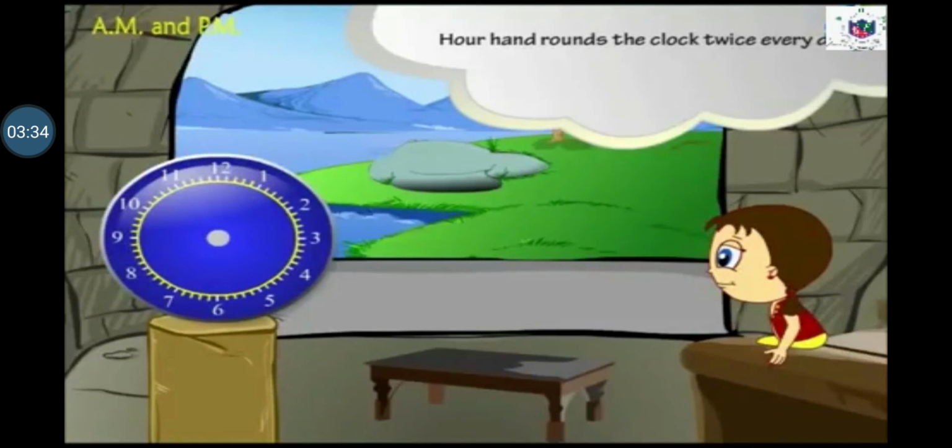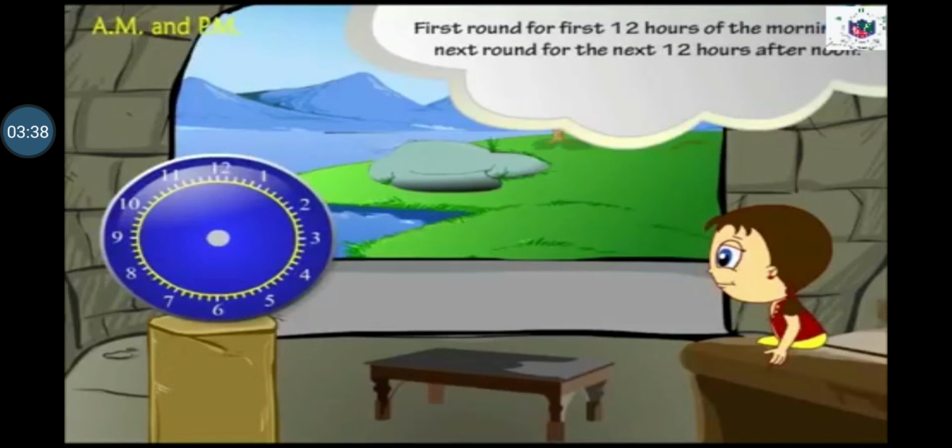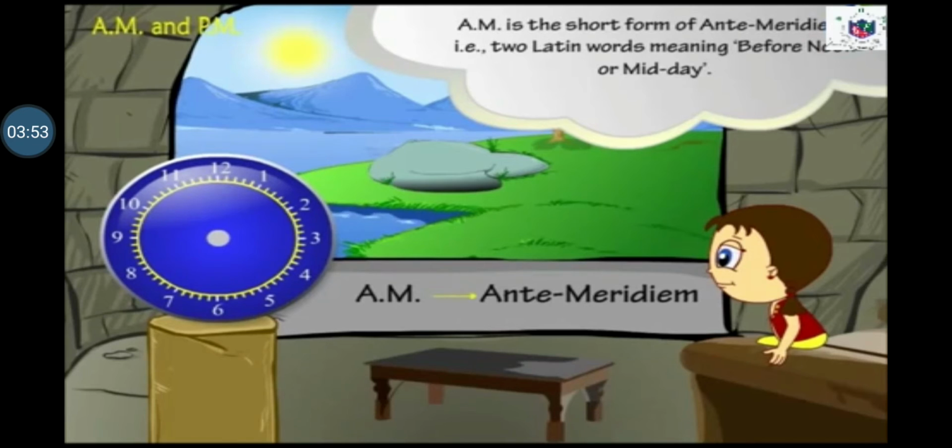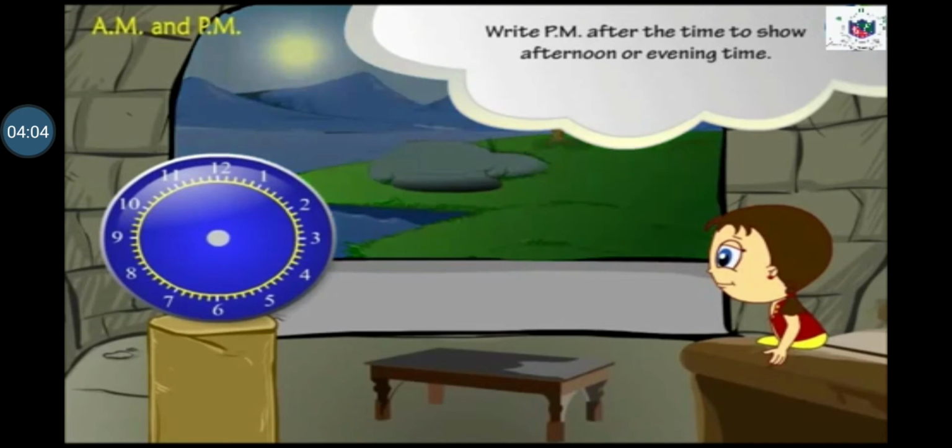Now let's learn about AM and PM. Our hand rounds the clock twice every day. First round for the first 12 hours of the morning and next round for the next 12 hours after noon. We write AM after the time to show the morning time before noon. AM is the short form of ante meridiem. That is 2 Latin words meaning before noon or midday.